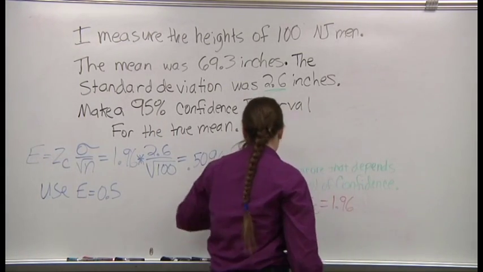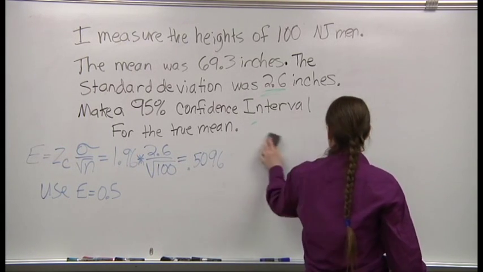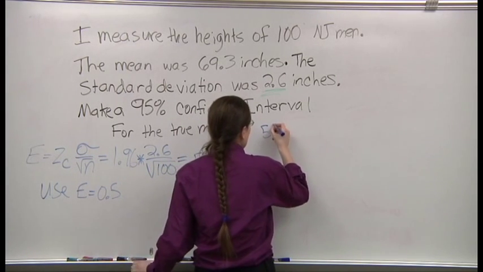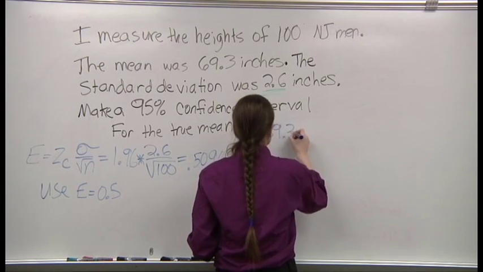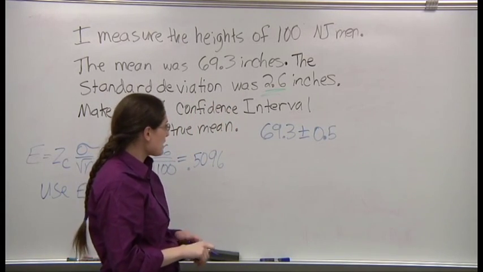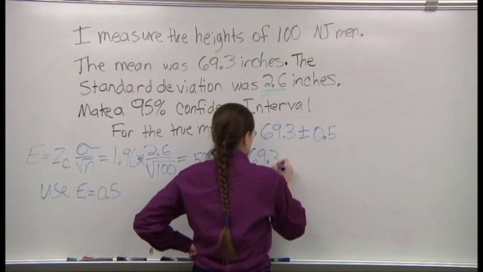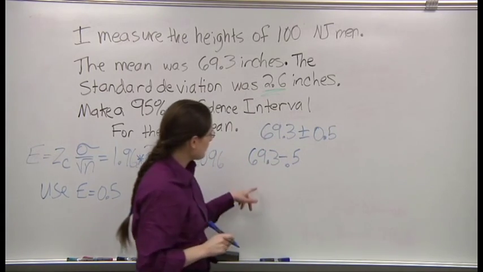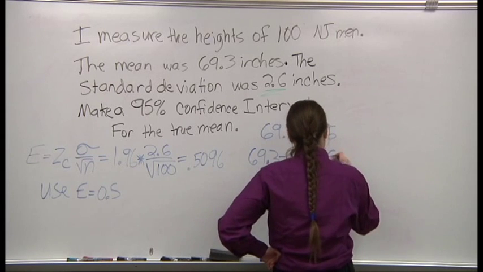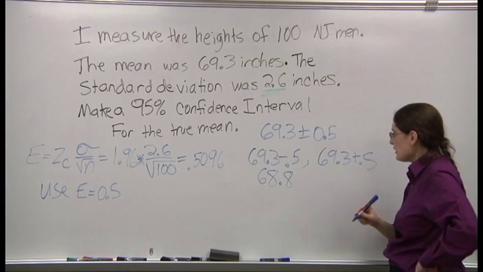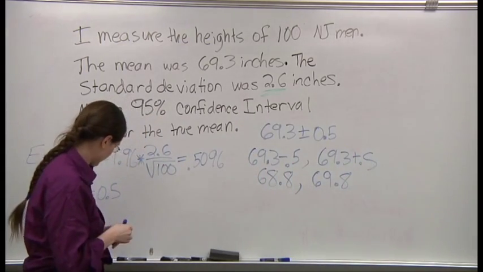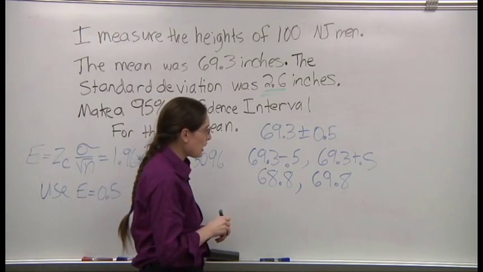So, 69.3 plus or minus 0.5. We can also use this to make a range. Minus 0.5, okay, that's 68.8. Plus 0.5 is 69.8. So the true mean is probably in here somewhere.